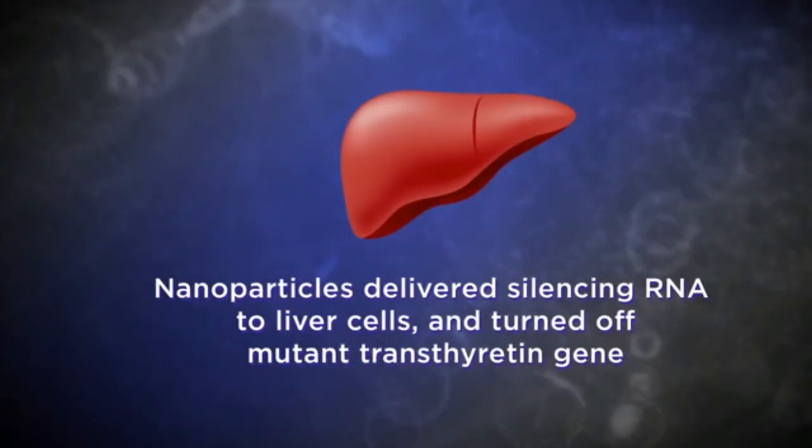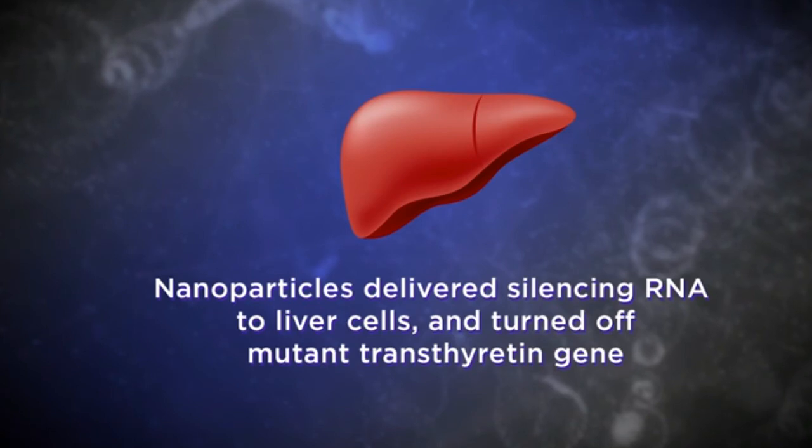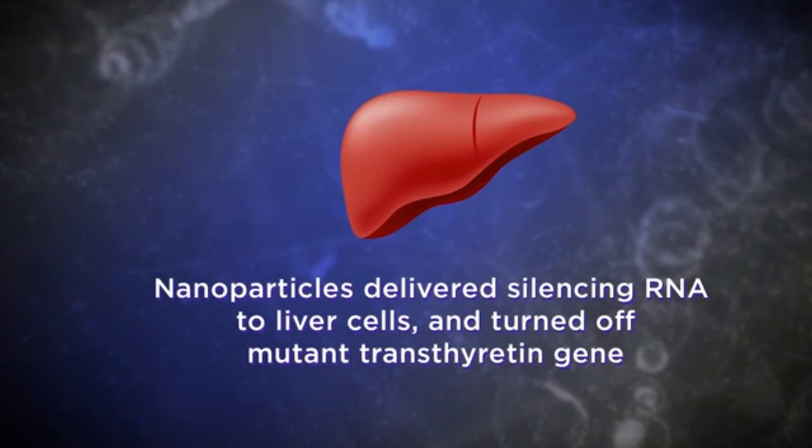It's caused by a mutation in one copy of the gene for a protein called transthyretin that is made in the liver. Because lipid complexes are naturally taken up by the liver, the scientists were able to deliver the silencing RNA packaged in lipid nanoparticles. The nanoparticles delivered the silencing RNA into the liver cells where it successfully turned off the expression of the mutant transthyretin gene.